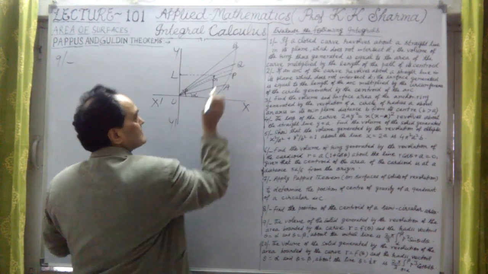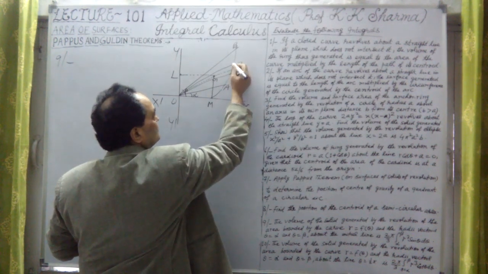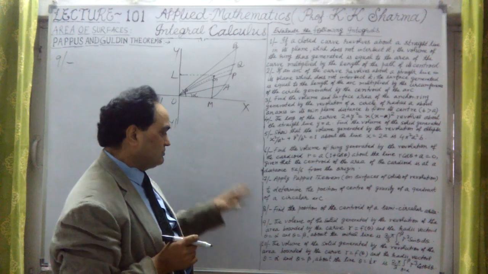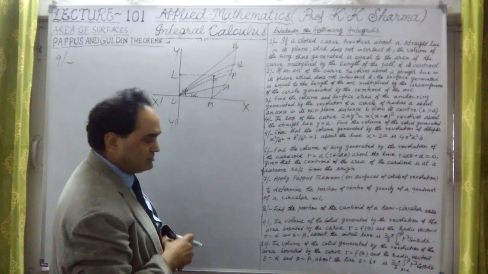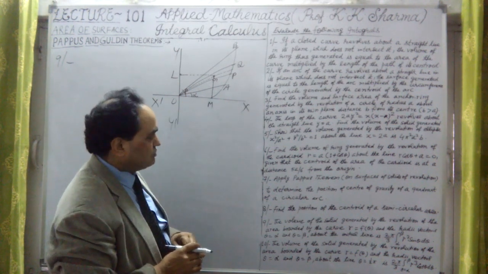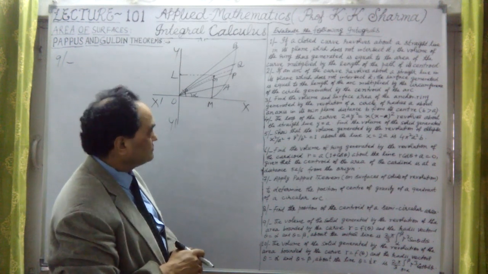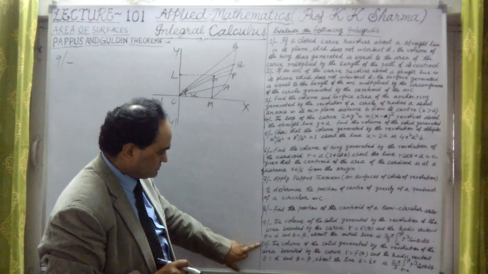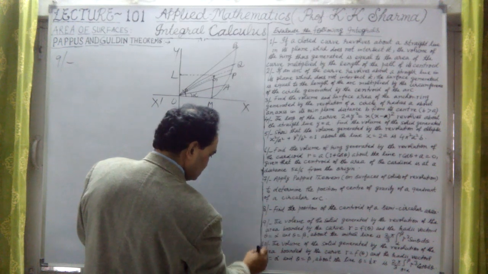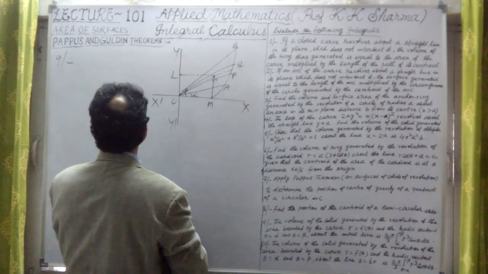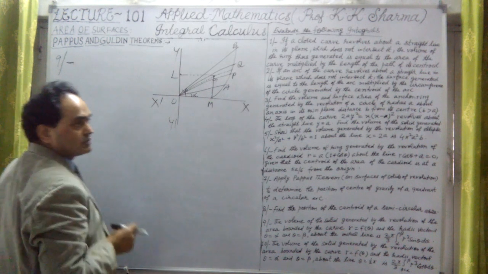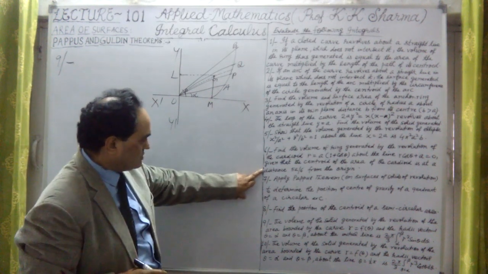So x and y axes, and this is a sectorial area. Now we have to find out the volume of the solid generated by the revolution of the area bounded by r equal to f theta. In this case, polar coordinates are there. In polar coordinates, we have done this question a number of times previously when we calculated the volume of solids of revolution. Question numbers 9 and 10 are related, so let me do these two questions after some time.